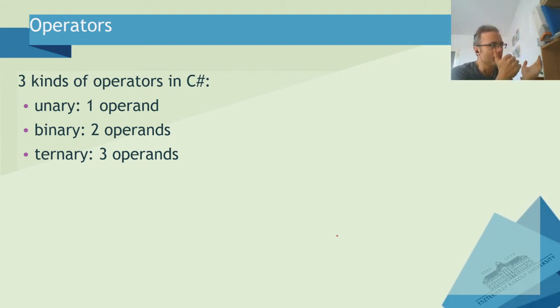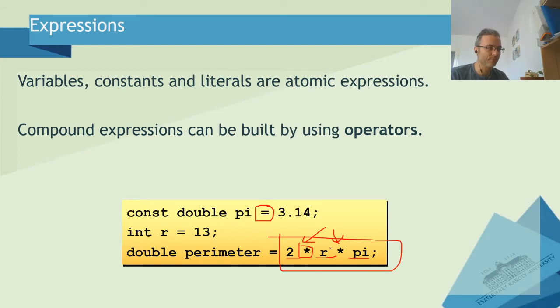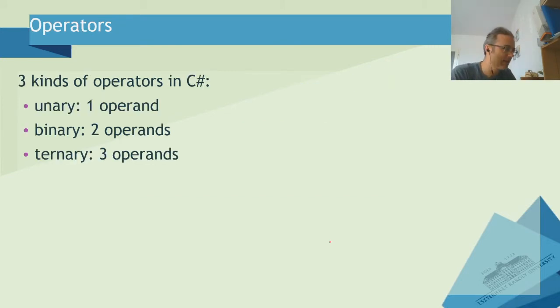So there are unary operators. By unary, we mean that the operator has only one operand. There are binary operators where the operator has two operands. For example, multiplication is a binary operator because it always has a left-hand side operand and a right-hand side operand. So it's a binary operator.